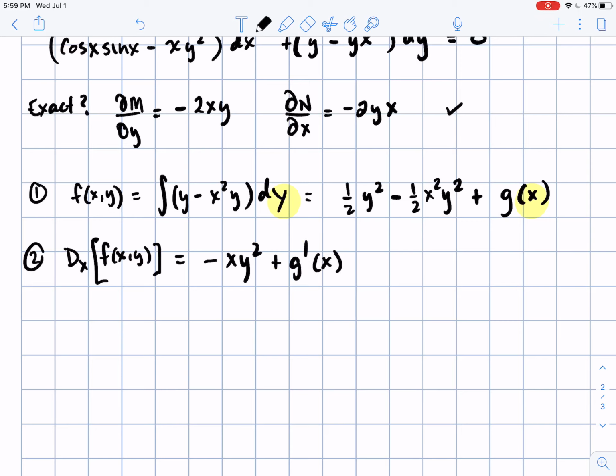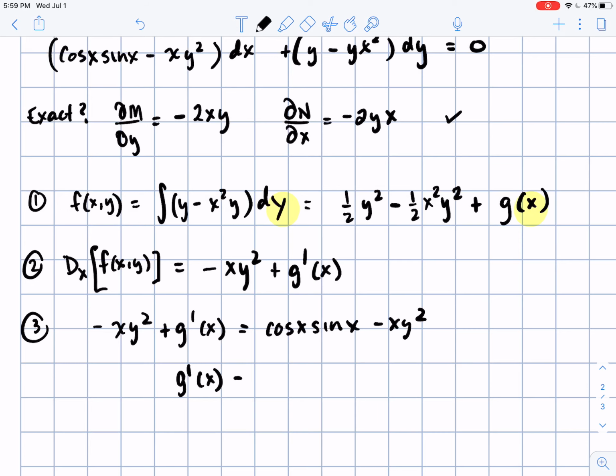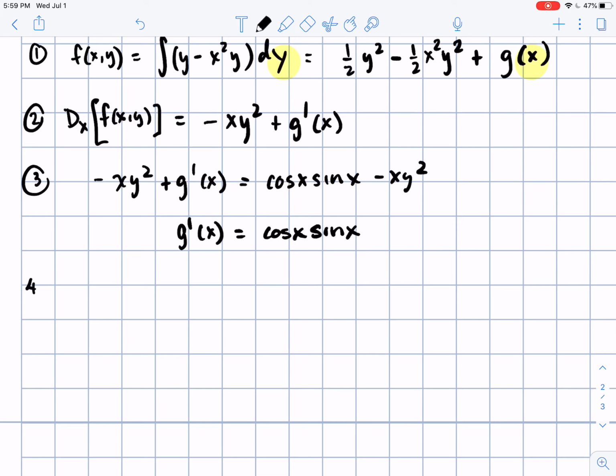Okay, now 3, set that equal to what we didn't use yet. So that first term we didn't use. So negative xy squared plus g prime of x is equal to cosine x sine x minus xy squared. So you could see that g prime of x is equal to cosine x sine x. Cool. All right, last step here.